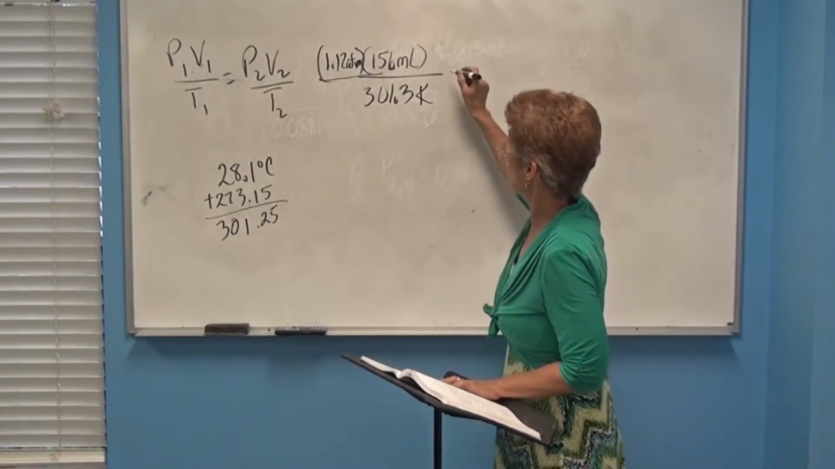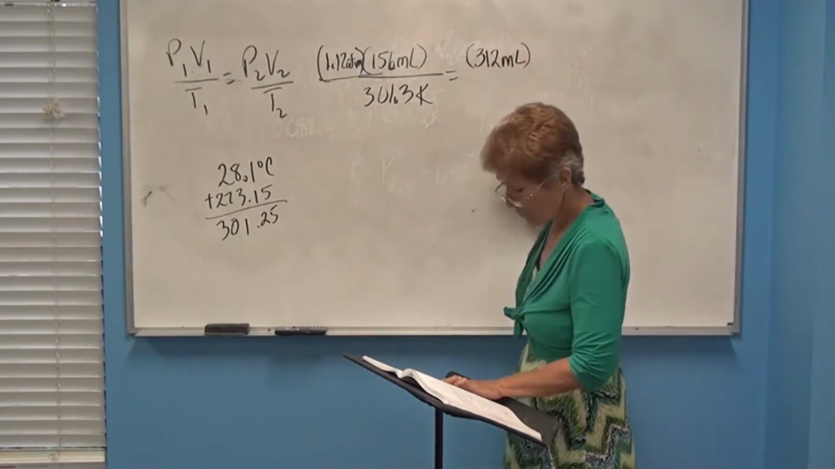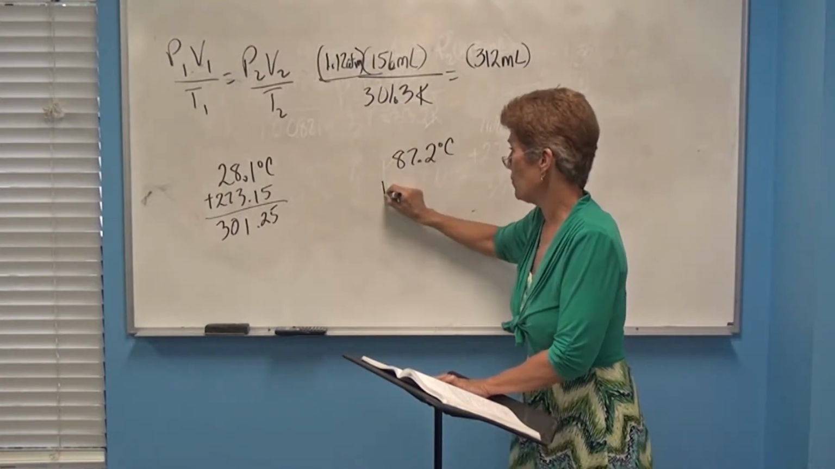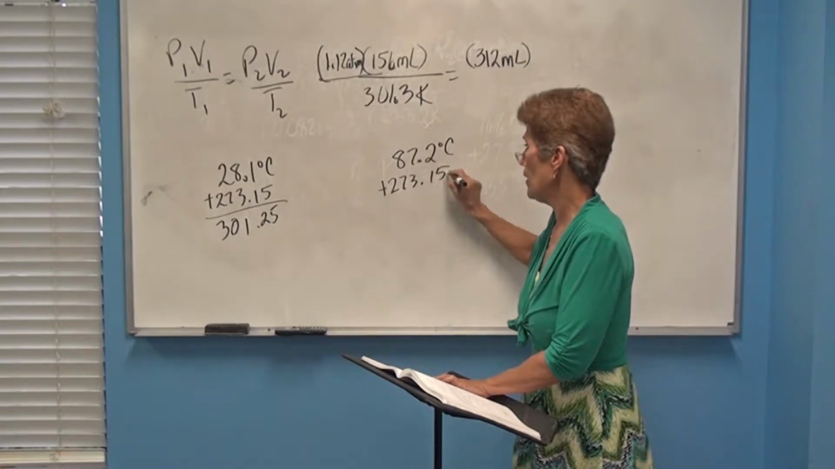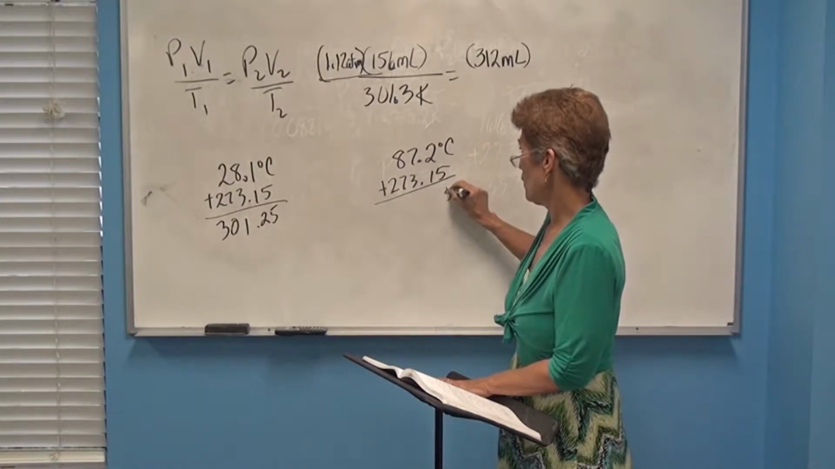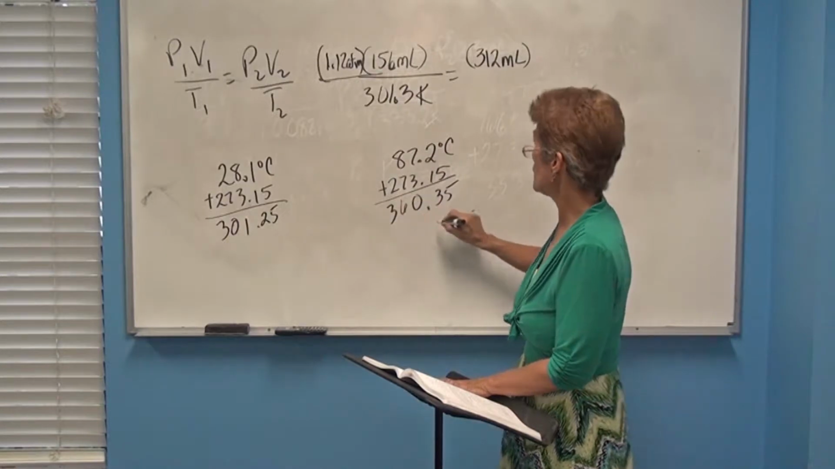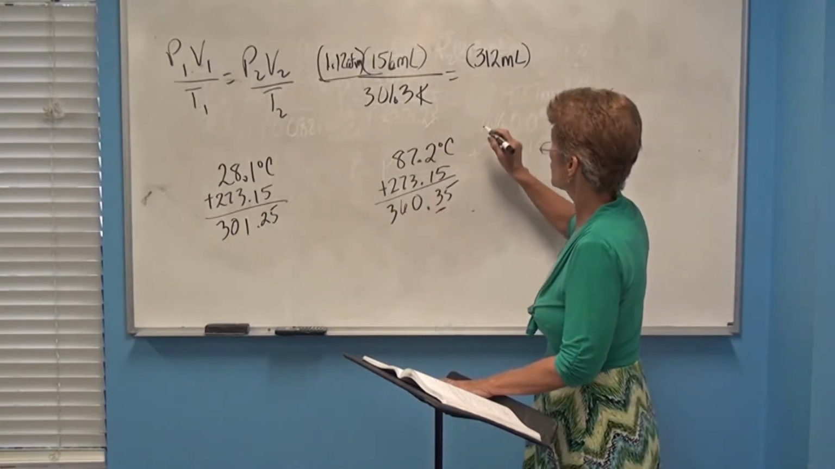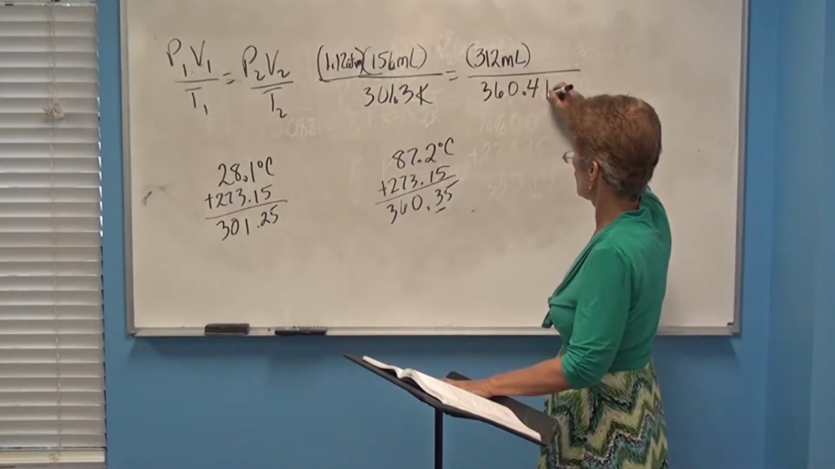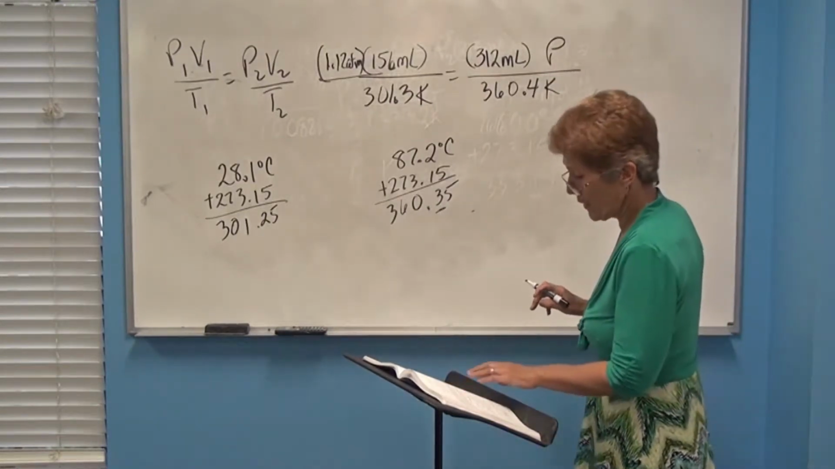If it ends with a volume of 312 mils and a temperature of 87.2 degrees Celsius plus 273.15, that's going to give us 360.35, we can only go to the tenths place. So this temperature is going to be 360.4 Kelvin. What is the new pressure? There we go. There, it's all laid out.